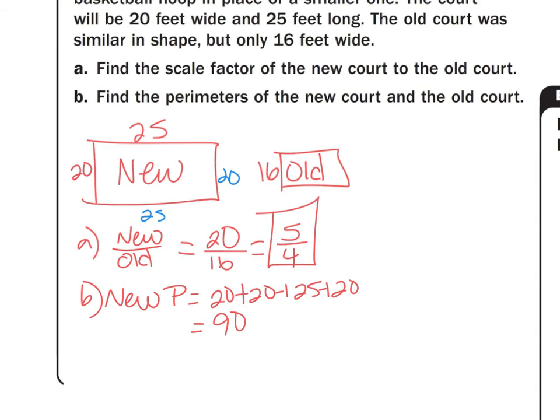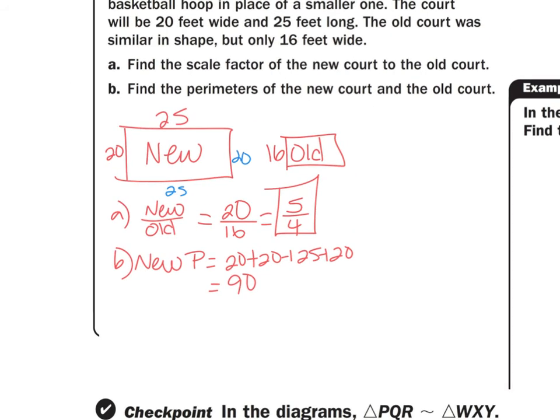Sweet. So the perimeter is 90. All right, now let's find the old court. There's a few different ways to go about this, but we're going to just use the proportion to find it. So let's do new over old again. Let's do the new perimeter, just slid that right there. We already found that. Over the old perimeter, let's call that X. We don't know. That's what we're trying to figure out.